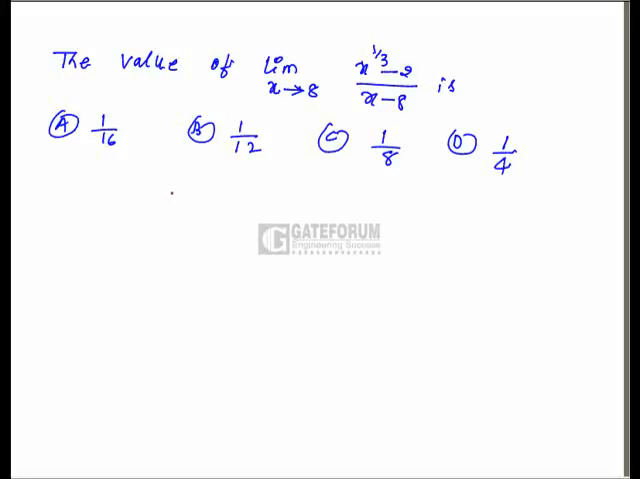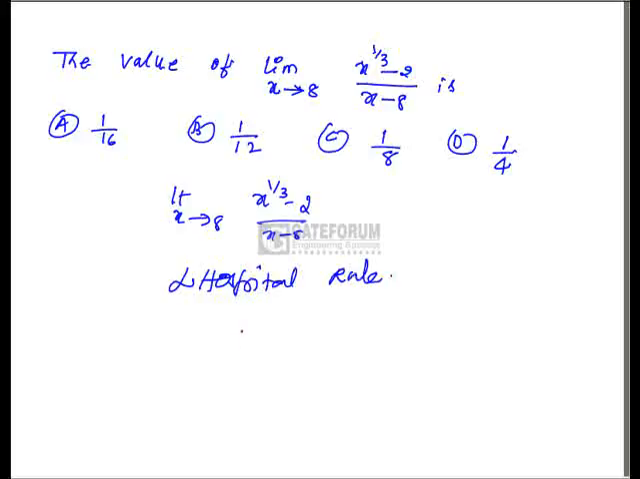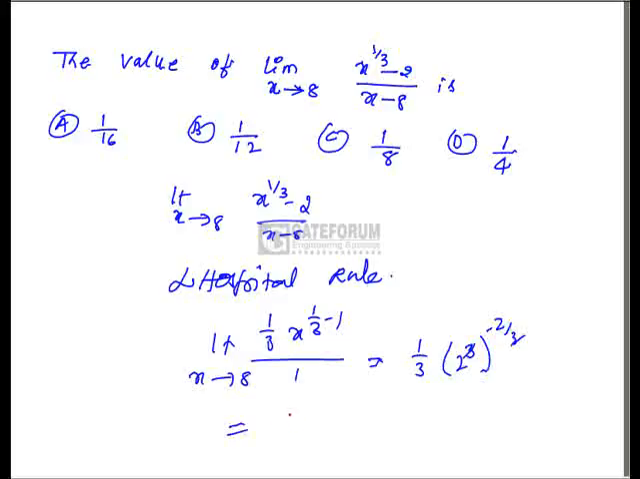Here we have to find the value of the limit as x tends to 8 of (x to the power 1/3 minus 2) by (x minus 8). Now we'll use L'Hospital's rule to solve this. So it is nothing but differentiating the numerator and denominator separately. If I differentiate x to the power n, it is n into x to the power n minus 1, and differentiation of 2 is 0. The differentiation of x minus 8 is 1. Now as the limit is tending to 8, we'll substitute the value of x as 8, which is 2 cubed. Now the value of the limit is 1/3 into 1/4, which is 1/12.